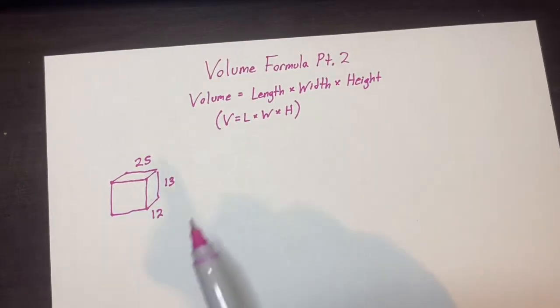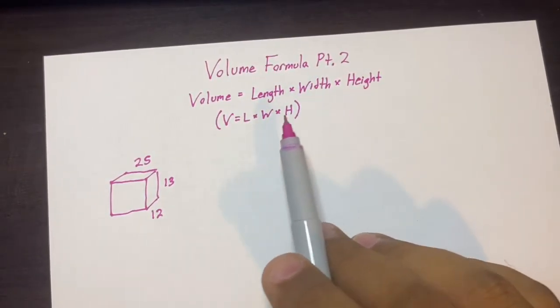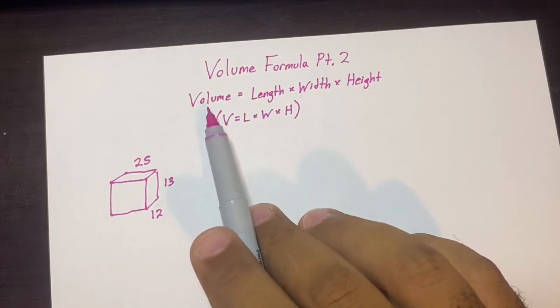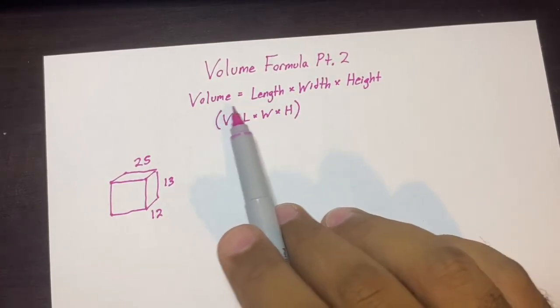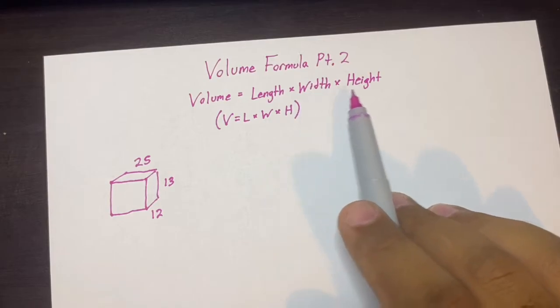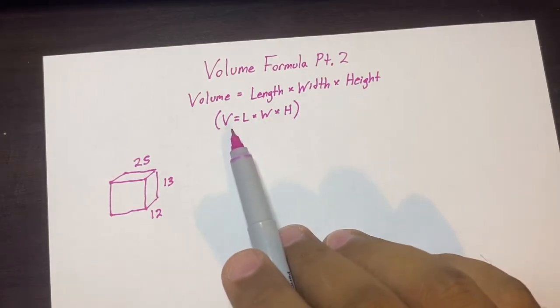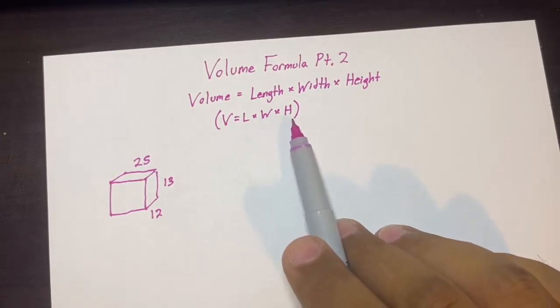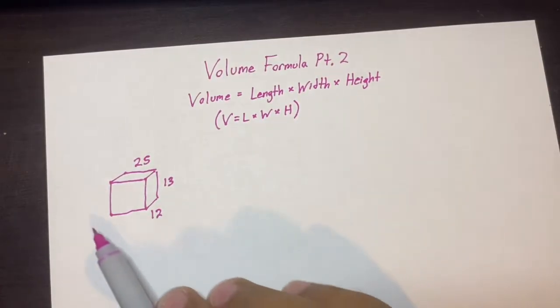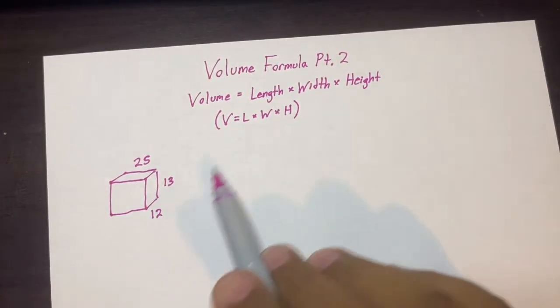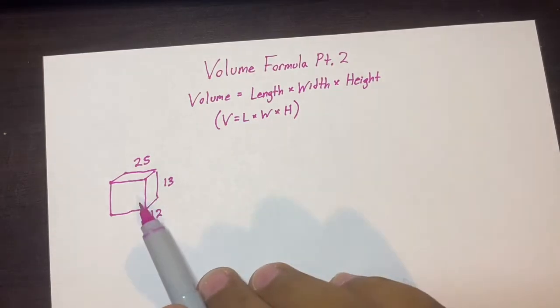So this is going to be the volume formula part 2 as promised. Volume is represented as this formula. It's volume equals length times width times height. Or you can put it as V equals L times W times H. So here's a sample of a cube that I've utilized. This formula is only meant for cubes, nothing else.